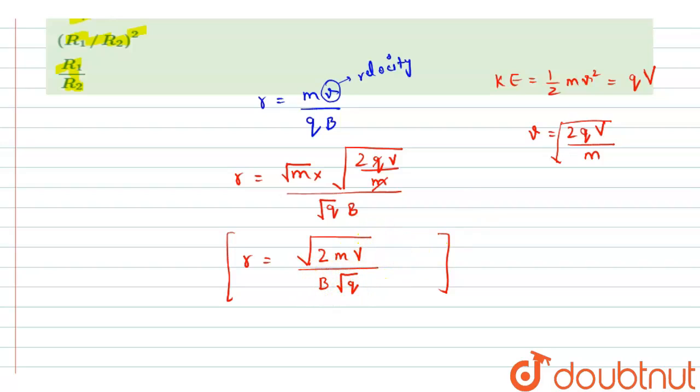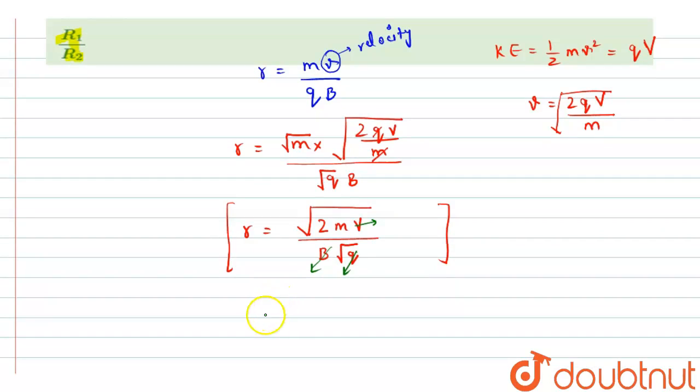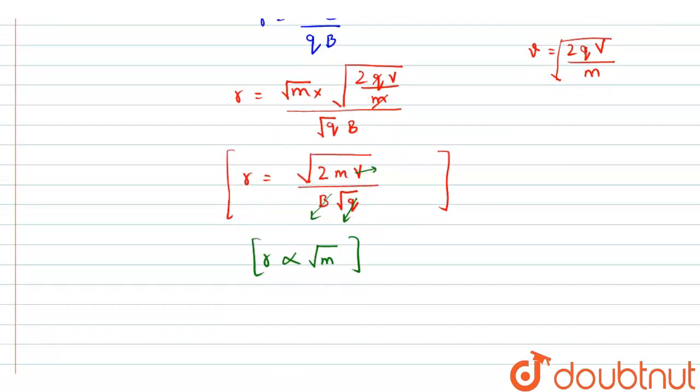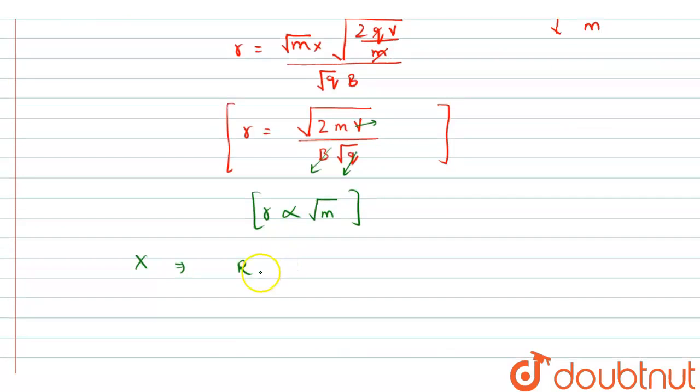It is given in the question that the magnetic field is uniform, the particles have the same charges, and they are accelerated through the same potential difference. So the radius is directly proportional to the square root of the mass. The radius of particle x is given as r1, so r1 is proportional to root of the mass of x, mx. Similarly for particle y, r2 is proportional to root of the mass of y.